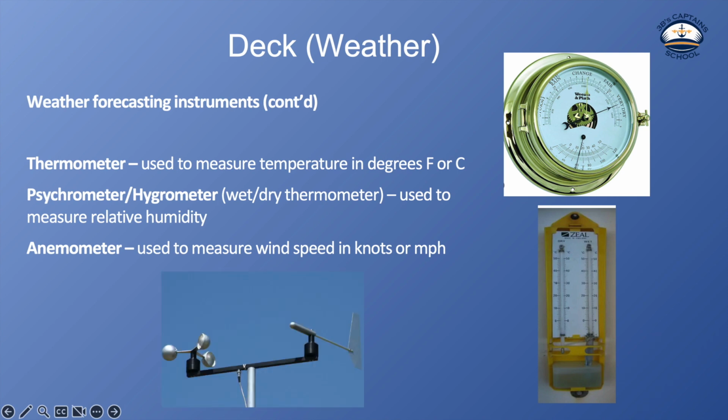Then we have an anemometer, which is used to measure wind speed in knots or miles per hour. So I have a diagram or a picture of one here. This would be the wind speed indicator, and this is a wind vane, and that tells you which direction the wind's blowing from. Remember, with winds, it's always the direction from which it comes. So when I say a northeast wind, the wind is coming out of the northeast.